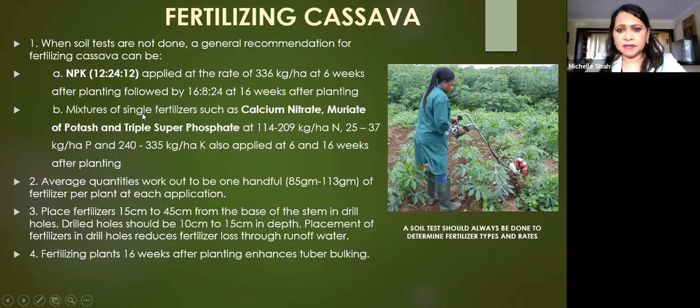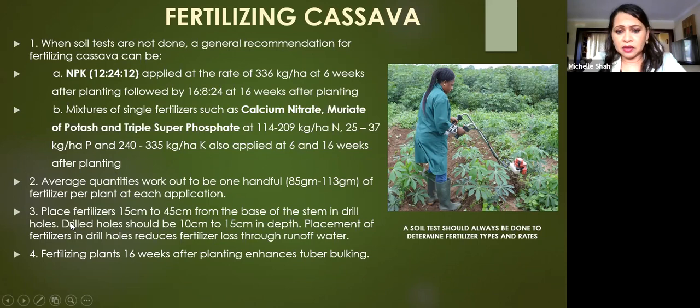Mixtures of single fertilizers such as calcium nitrate, muriate of potash, and triple superphosphate at 114 kilograms per hectare rate, or 25 kilograms per hectare of phosphorus and 240 kilograms per hectare of potassium, also applied at 6 and 16 weeks after planting. Average quantities work out to be one handful of fertilizer per plant at each application. We place fertilizers 15 to 45 centimeters from the base of the stem and in the holes that are drilled.